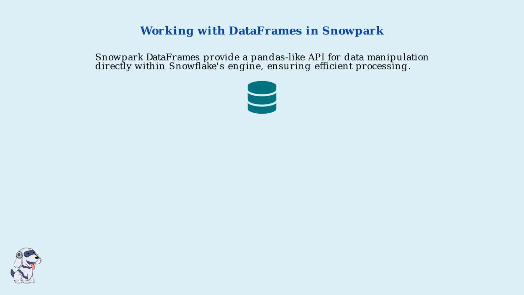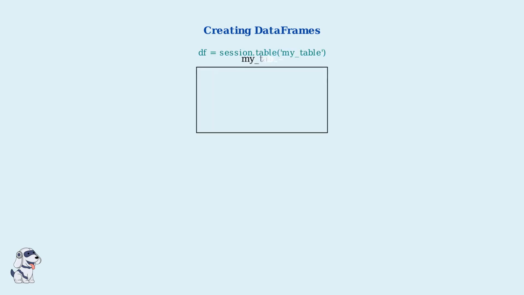Data frames are the fundamental building blocks in Snowpark Python. They allow you to work with data using familiar pandas-style operations, but with all processing happening directly in Snowflake's secure and scalable environment. To create a data frame, use the session.table method to reference an existing Snowflake table. This creates a lazy evaluated data frame that represents the table's data.